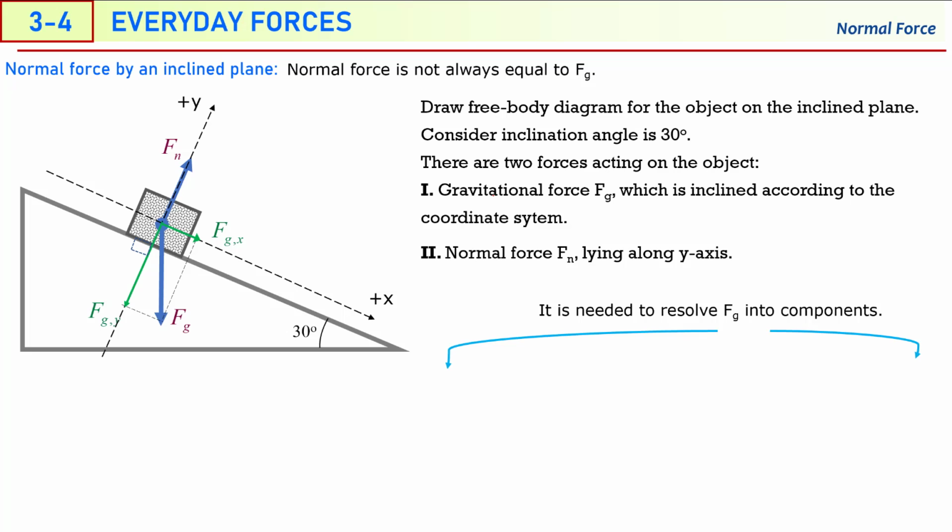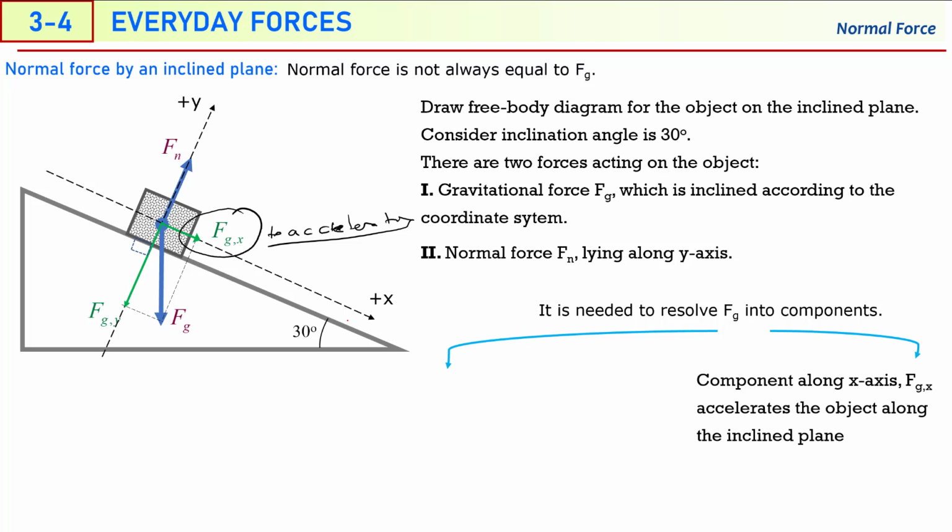This Fgx, as you see, acts along the x-axis, but no other force is acting along x, which means this Fgx causes the object to accelerate, because no other force acts along the x-axis. The resultant force along the x-axis is equal to Fgx. So Fgx, the component along the x-axis, accelerates the object along the inclined plane.